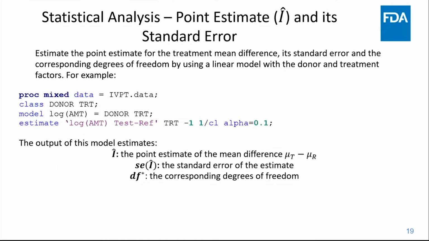Additionally, we're going to use a linear model to estimate the point estimate, or GMR, and its standard error, as we see here. This linear model has the donor and the treatment as factors.